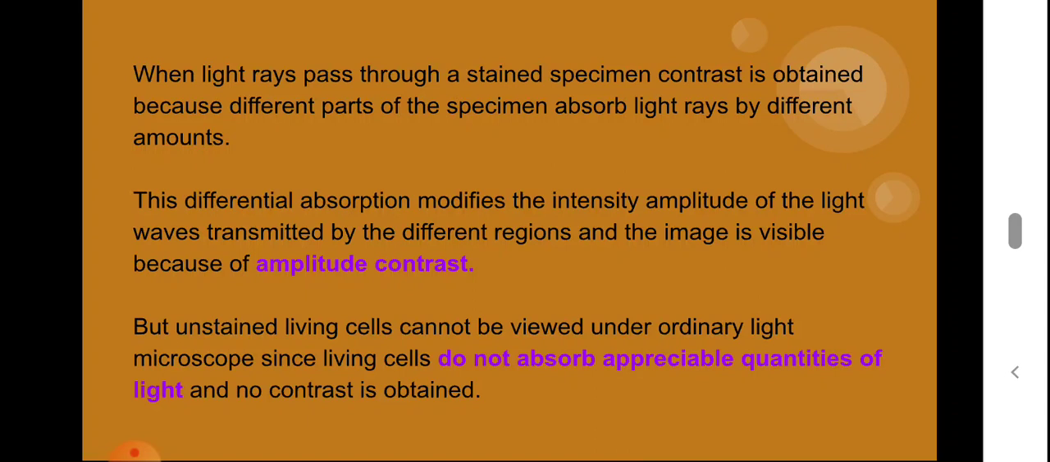On the other hand, when the specimen is stained, differential absorption takes place, and that creates an amplitude contrast, which enables us to view the specimen through the microscope. But in unstained living cells, this differential absorption is not happening. They do not absorb appreciable quantities of light, and so amplitude contrast is not created.